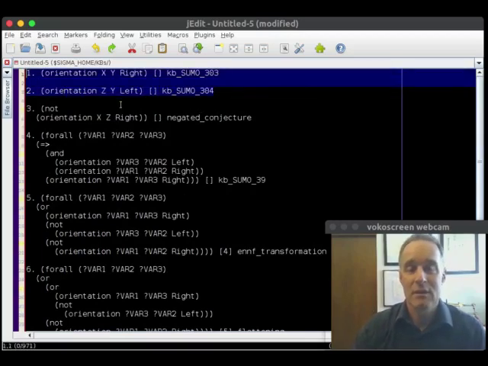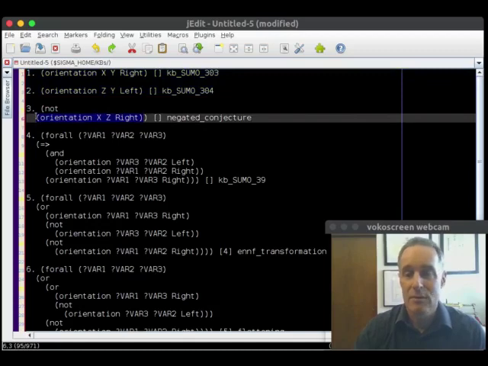So just to go briefly over the proof, it shows that we have here the two statements that I had highlighted a moment earlier, facts about the world, that X is to the right of Y and Z is to the left of Y. So we ask this query. Now note that this is refutation theorem proving, or proof by contradiction. So what the system does automatically is to negate the thing that they're asking, and then it tries to find a contradiction that results from that.